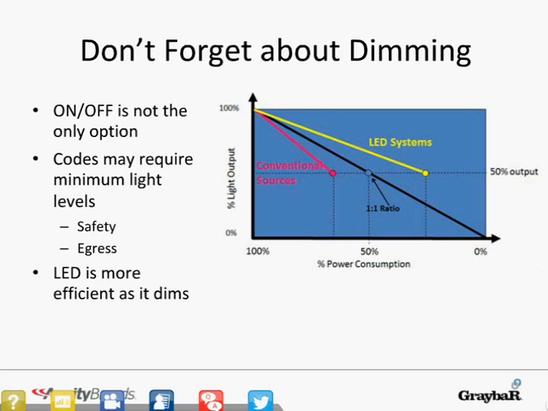In fact, there are many new standards coming out, and even codes that are currently in the works, that will require dimming in certain applications. And that will really only serve to hasten people's adoption of LED.